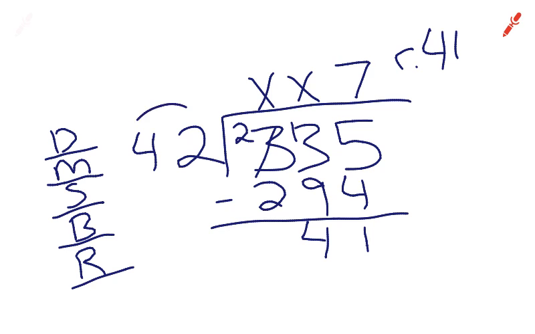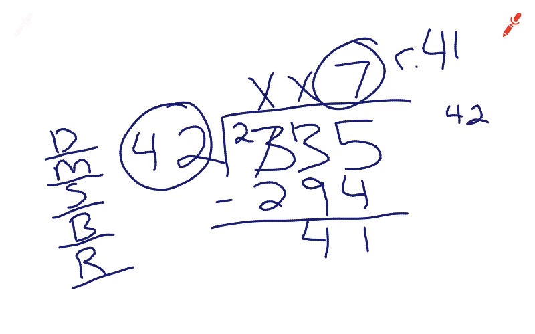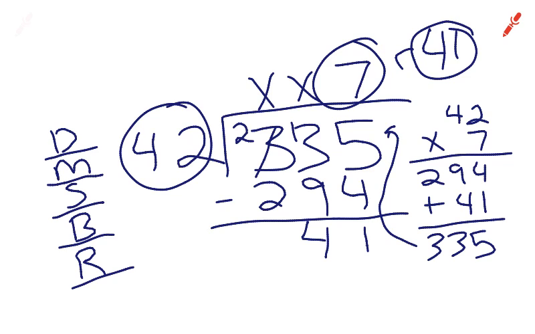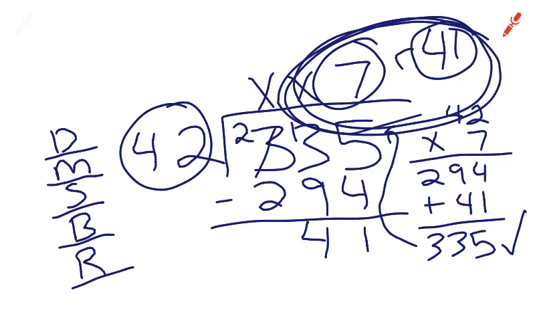Now, in the directions, it tells us to check. So we need to take our 42 and our 7, multiply them together. 42 times 7, we get 294. Then you need to add your remainder plus 41. And when you add your remainder, you get 335. Now that's not your answer, but if this number matches the number we have up here, then it checks. And put a check mark there, saying that it checks. Our answer is our 7, remainder, 41.